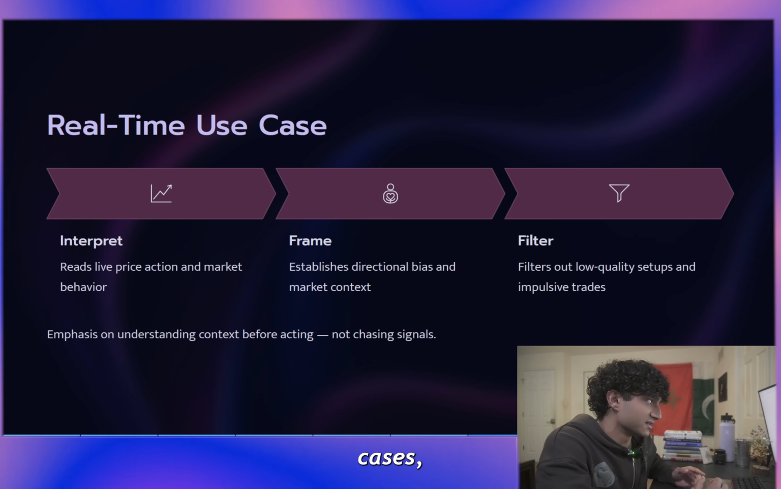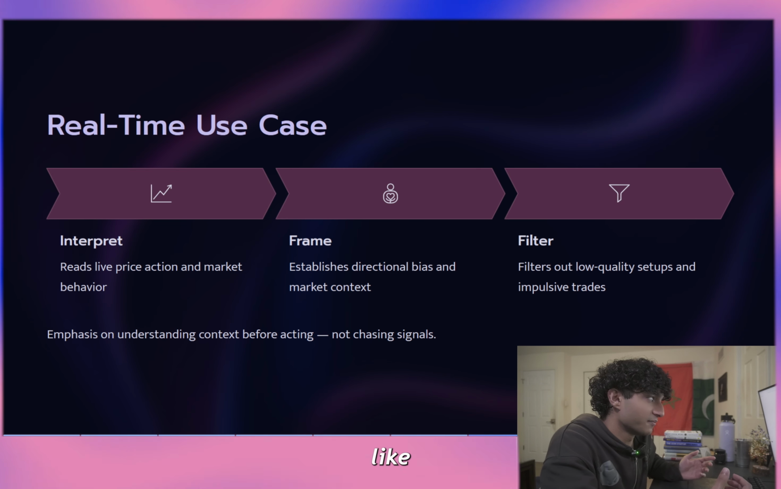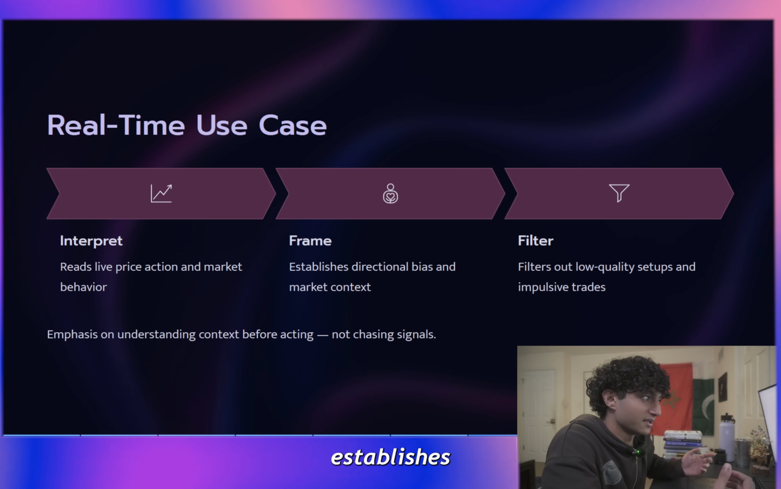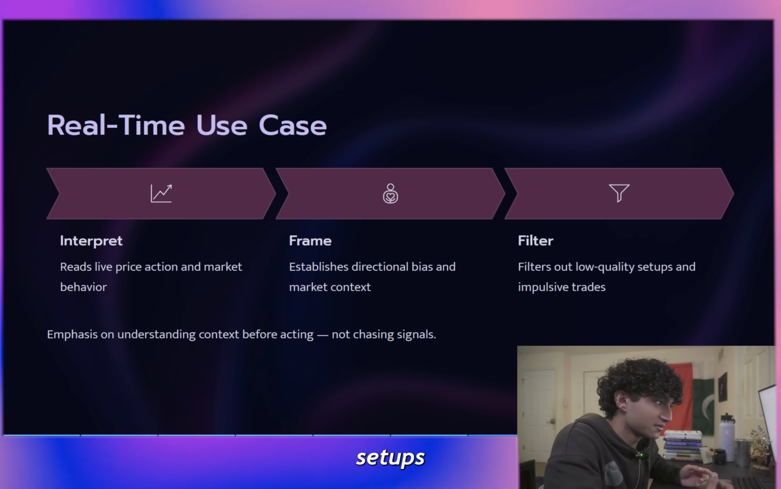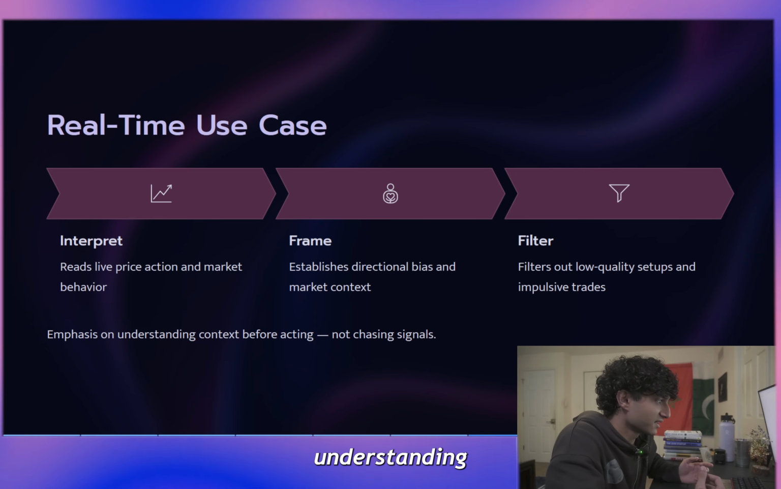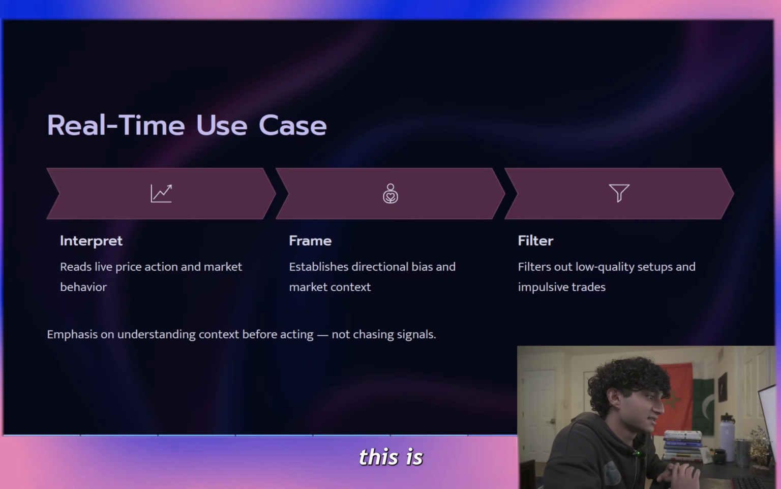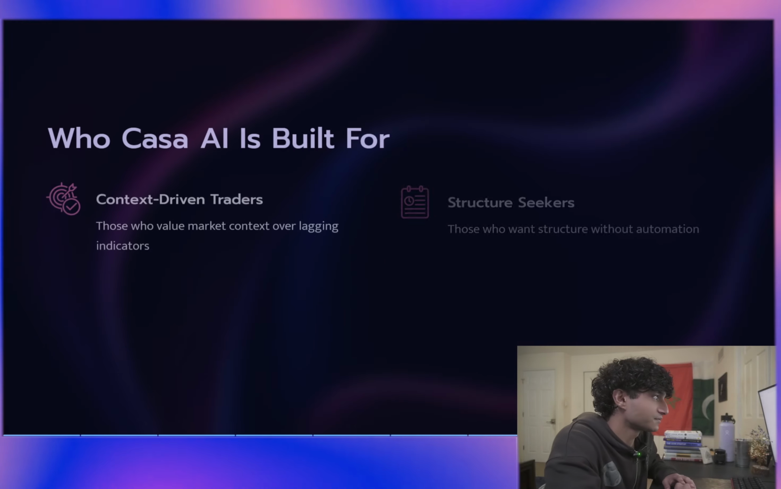So real-time use cases. Interpretation: it reads live price action and market behavior. Frame: it establishes directional bias in market context. Filter: it filters out low quality setups and impulsive trades. So the emphasis is on understanding context before acting, and this is not meant to chase signals, right?